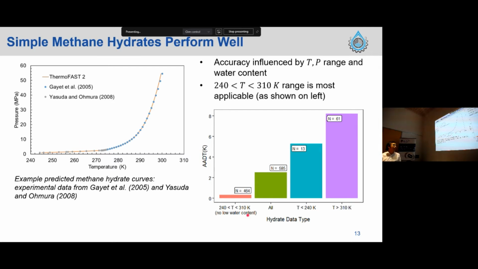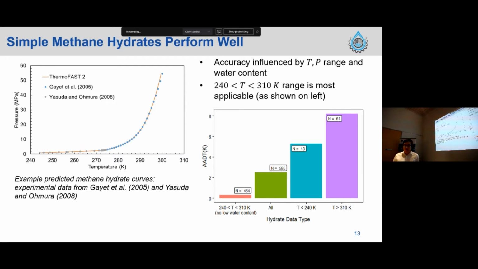So when we restrict the data to this range, there is about 0.3 Kelvin average deviation. But then if you include the whole scope of data, you can see it's about 2.2 Kelvin, and then looking below 240 and above 310, the deviation then begins to skyrocket as well. So this is just showcasing some of the limitations of the model at this stage.